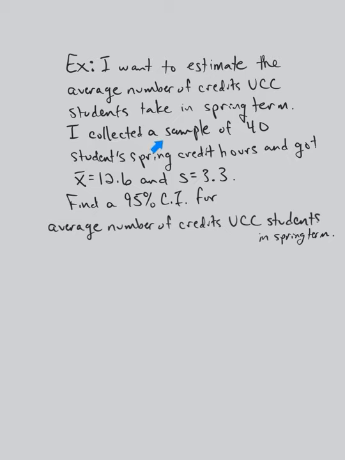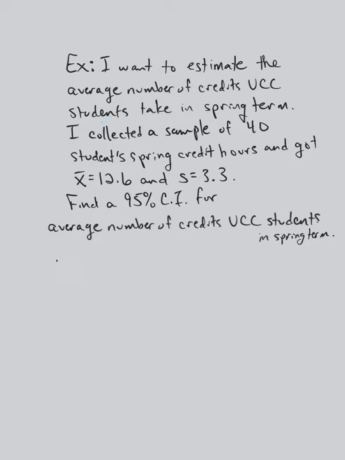So what I did is I have a sample of 40 students' spring term credit hours. Okay, and I got these two numbers for my mean and standard deviation. Now you got to remember, this is a sample mean and this is a sample standard deviation, but I'm trying to compute something about the population. I'm going to try to use those to compute something about the population.